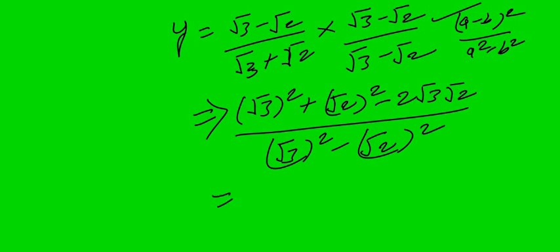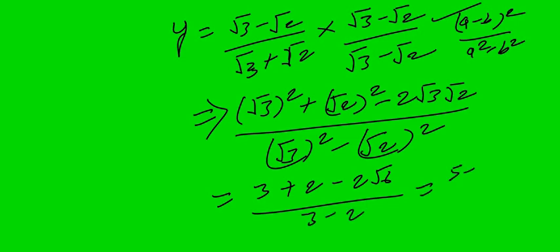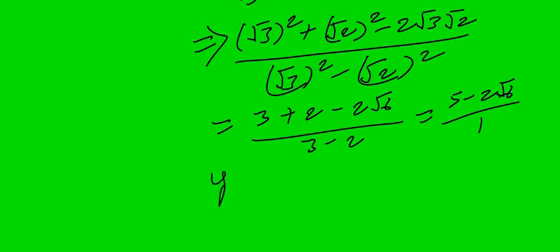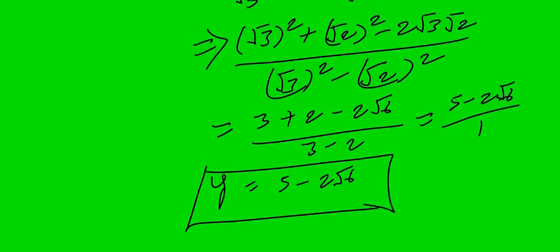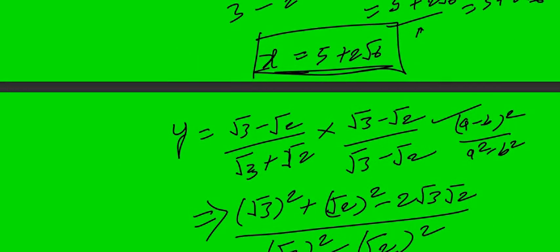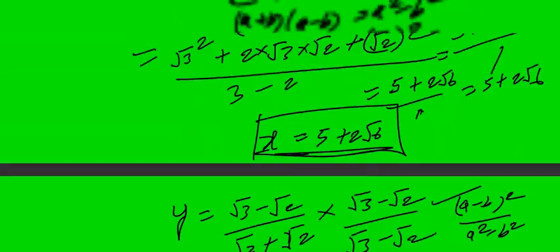So finally what you will get: root 3 square is 3, root 2 square is 2, and 2 into root 3 into root 2 is 2 root 6, so minus 2 root 6 upon 3 minus 2. So we will get 5 minus 2 root 6 upon 1. So finally y is equal to 5 minus 2 root 6. Now we will check it. x is equal to 5 plus 2 root 6, y is equal to 5 minus 2 root 6.